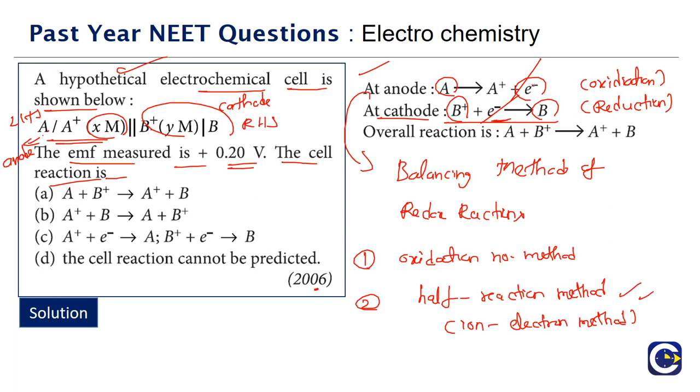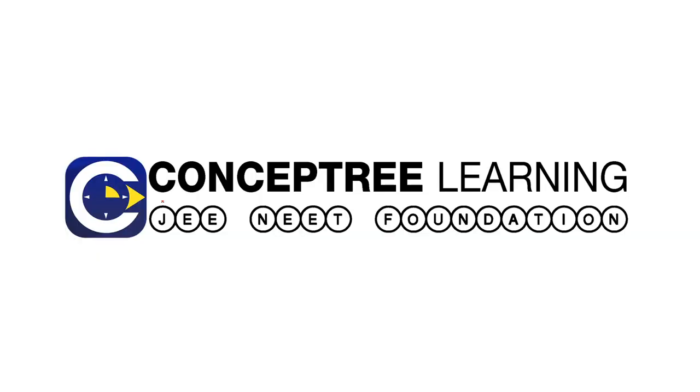So you can see 1 electron here and 1 electron here. They will get cancelled. So finally, LHS is A plus B plus, which will be equal to A plus and B. So what is the cell reaction here? Option A: A plus B plus ion gives rise to A plus ion and B. So this is about the part 4 video, and we will see in the next part.